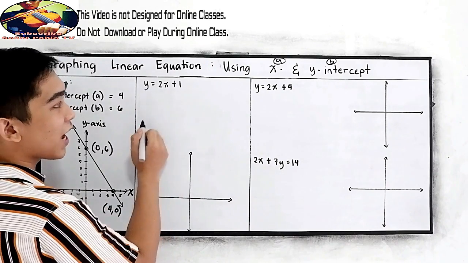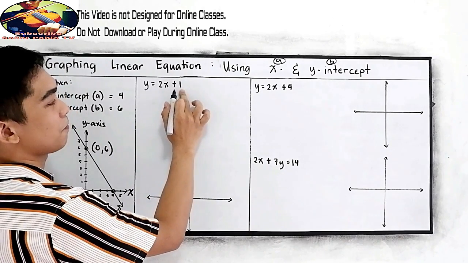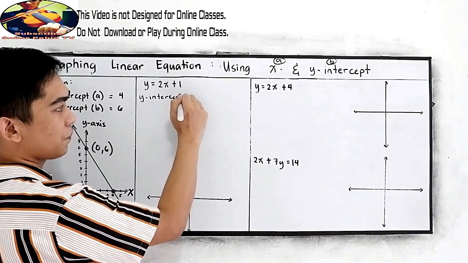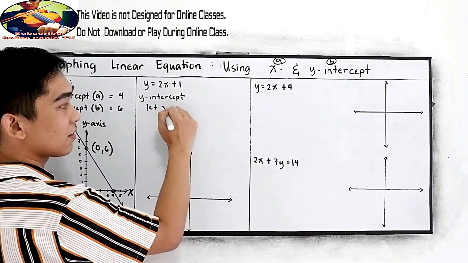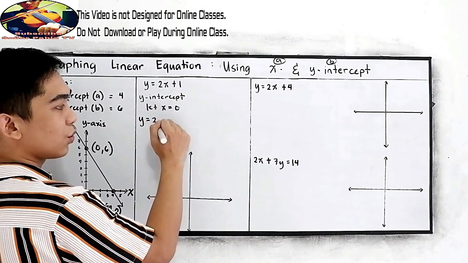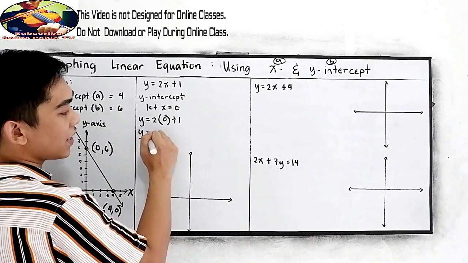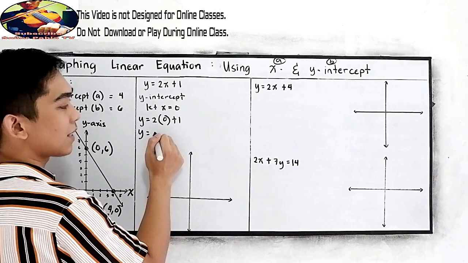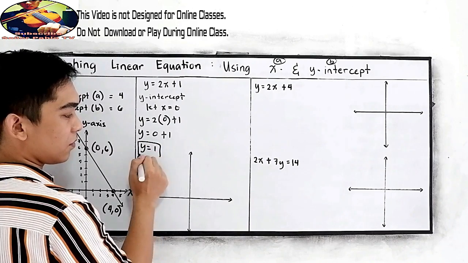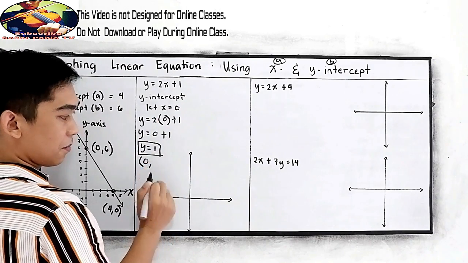So y is equal to 2x plus 1. Okay, let us find first the y-intercept. Let x be equal to 0. So substituting, y is equal to 2 times 0 plus 1. So y is equal to 2 times 0, that is 0 plus 1. So y is equal to positive 1. So our point is 0, positive 1.